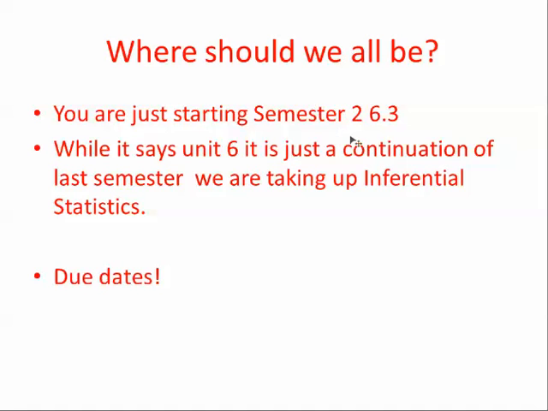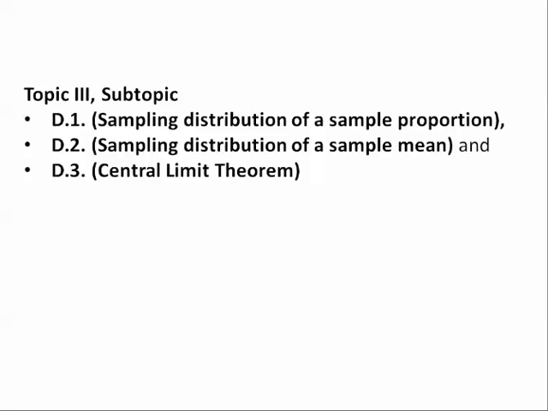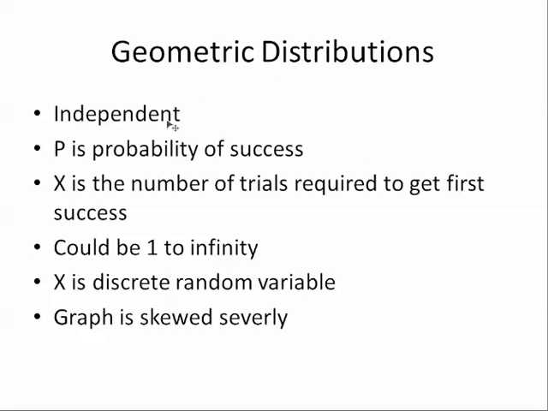Just where are we at? Well, I'm going to be doing lesson 6.3, study number 1, and that's where we're at right now in the course. Where it says we're doing Unit 6, it's just a continuation from last semester. This is the precursor to inferential statistics. You've got to make certain you understand this stuff before we get into it. And this is geometric distributions. So we're looking at sampling distributions, sampling distributions of a sample mean, and the central limit theorem. But the first one is geometric distributions.